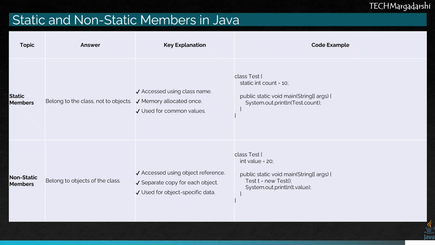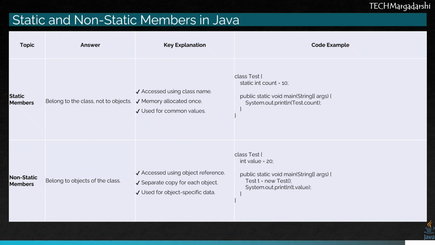In this slide, we are learning about static and non-static members in Java. First, let's understand static members. Static members belong to the class, not to any specific object. This means memory for static variables is allocated only once, and the same value is shared by all objects of that class. That's why static members are commonly used for common data, such as constants or counters.